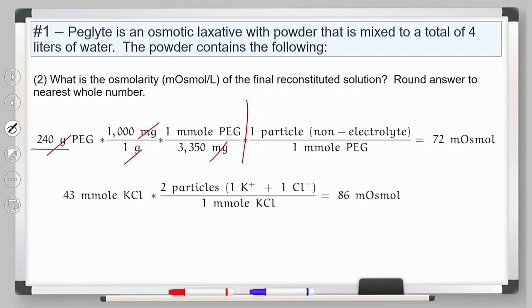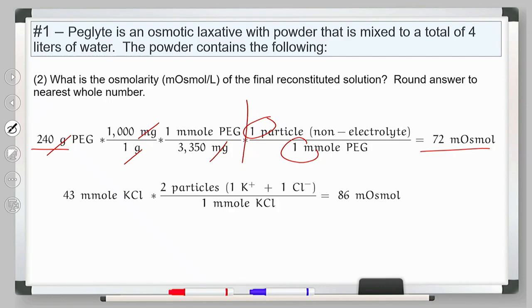And if it doesn't dissociate, if I have one parent molecule, how many molecules do I have in liquid? One. It's 1 to 1. It's a non-electrolyte, meaning there is one particle for every 1 millimole. All right? So that gives me 72 milliosmoles. So there we have it.